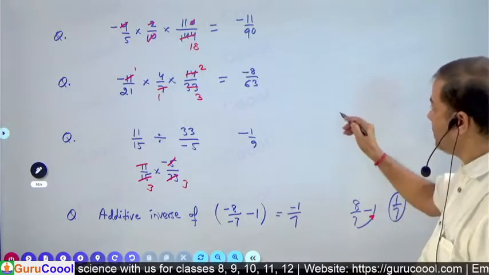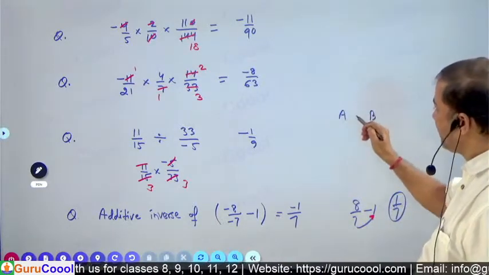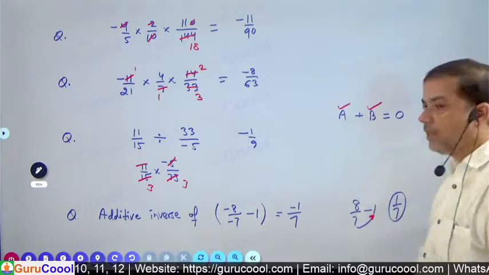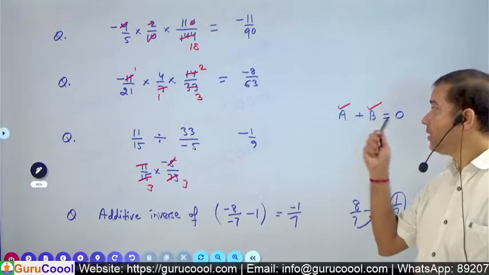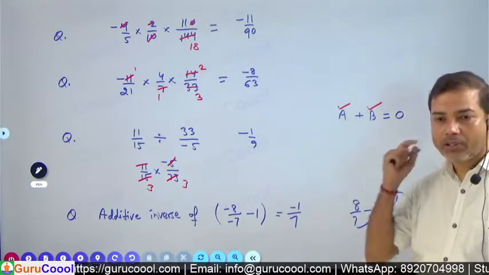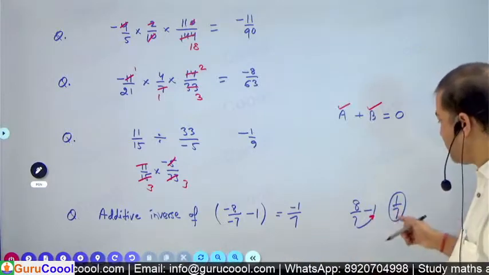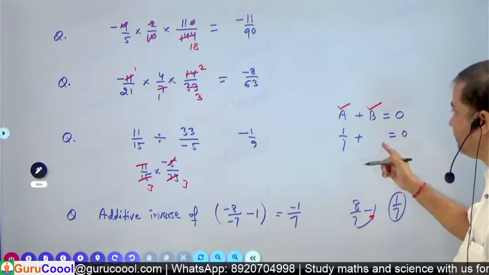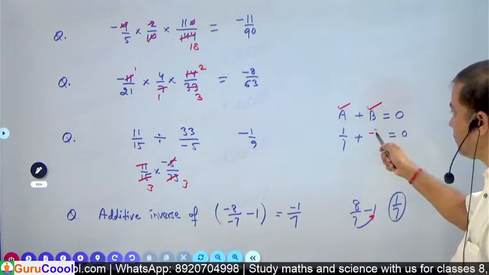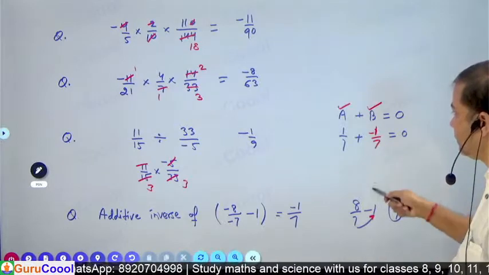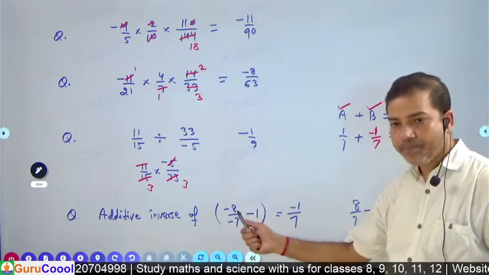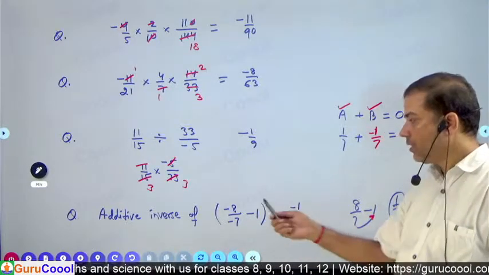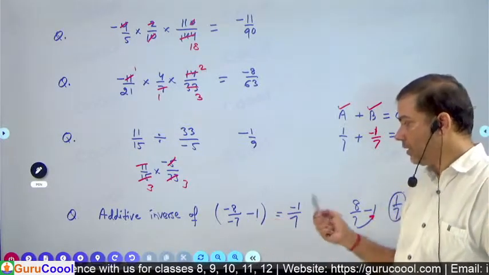Additive inverse means the two numbers, when added together to give 0, are known as additive inverses. If the sum is 0, then the two numbers are additive inverses. Our first number is 1 by 7. So what will you add to make it 0? Of course, minus 1 by 7. So first we calculated this, we got 1 by 7, and then we changed the sign, minus 1 by 7. So the additive inverse of this number is this number.